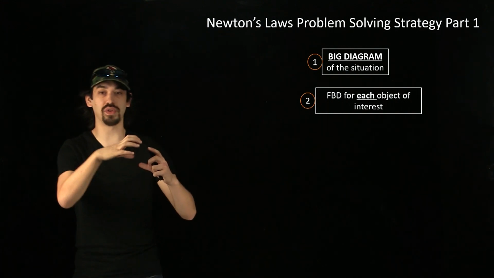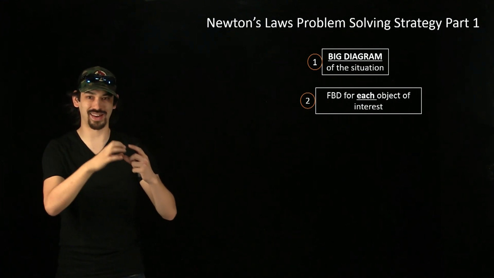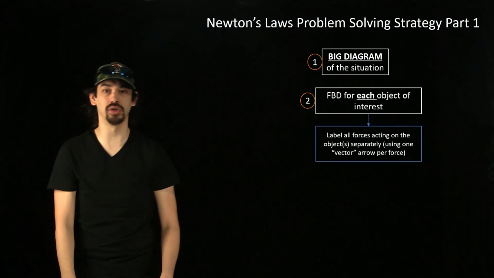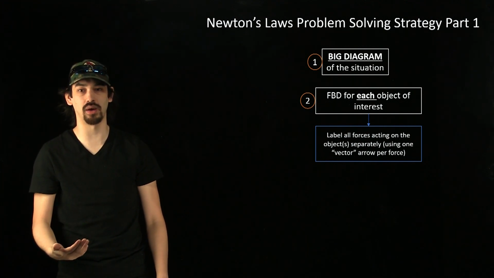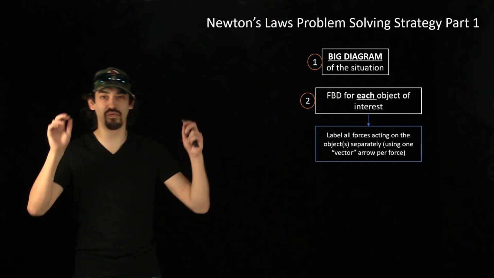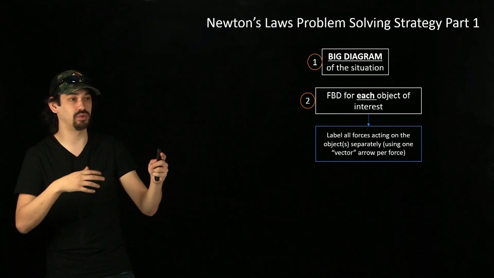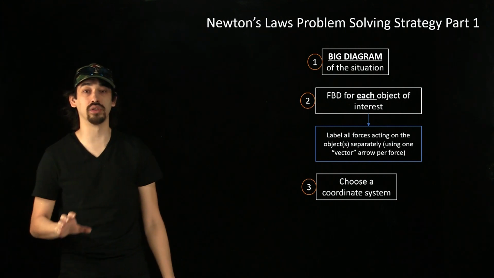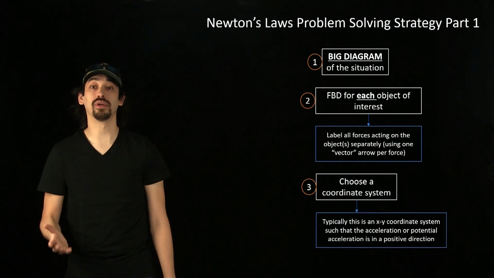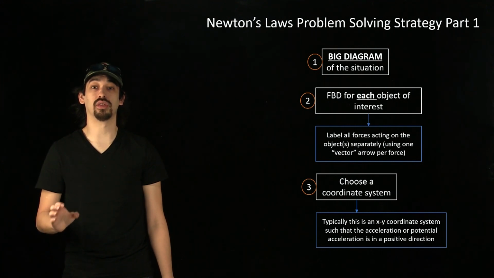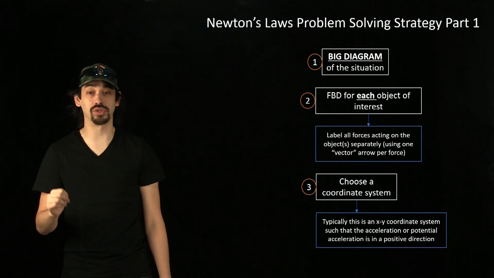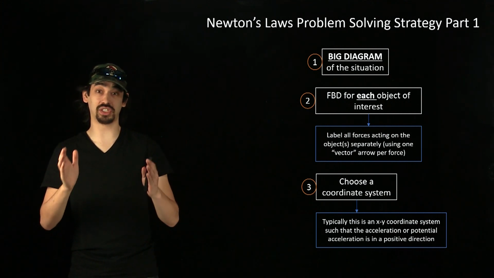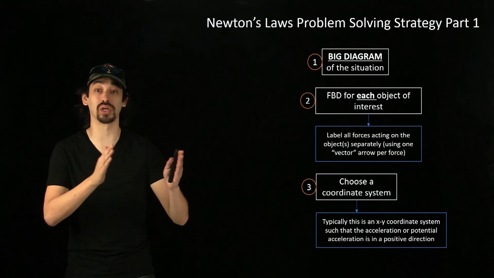This takes all of the objects that we're interested in finding the forces on and isolates them, so it puts them by themselves. In doing that, we want to label all forces acting on the object separately using a vector arrow to represent the direction that force is acting on the object. Then we want to draw a coordinate system. Typically, it's an XY coordinate system such that the positive direction for either of the two coordinates is the direction that the object is going to accelerate in, or if it's stationary, the direction that it would tend to accelerate in.